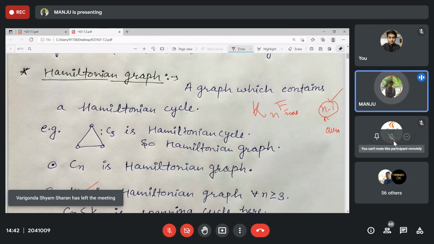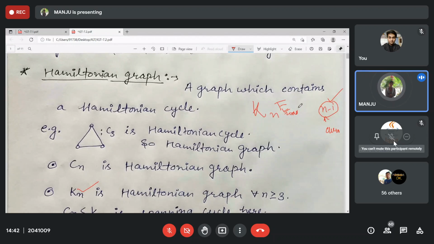And all Kn are Hamiltonian. So here you can have a counter example: a graph which is Hamiltonian but not Eulerian. You can take Kn with n even. This is not Eulerian but Hamiltonian. Clear?